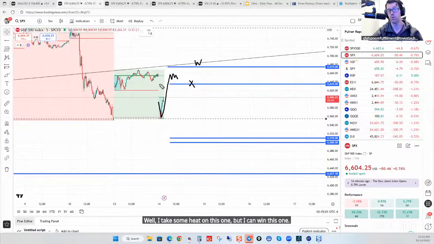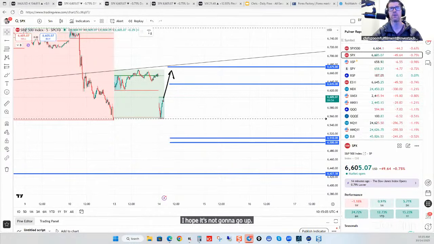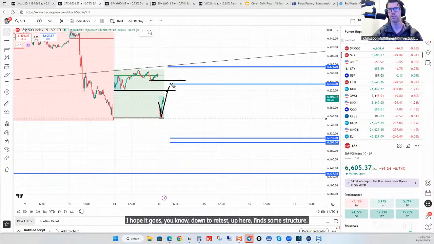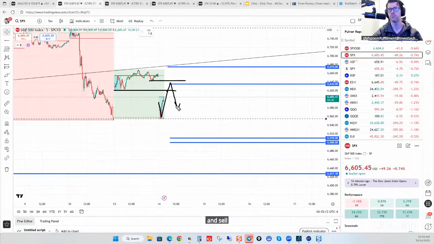You know, I don't know what price is going to do today. I hope it's not going to go up and stay there. I hope it goes down to retest up here, find some structure, find some resistance, and sell back off for maybe a retest of today's lows.